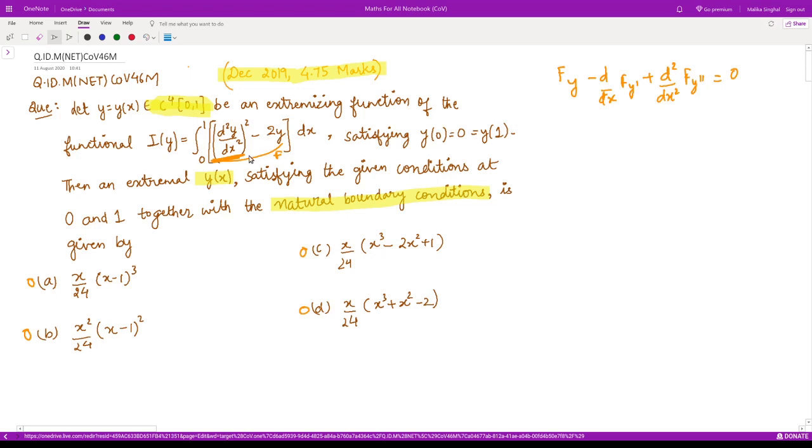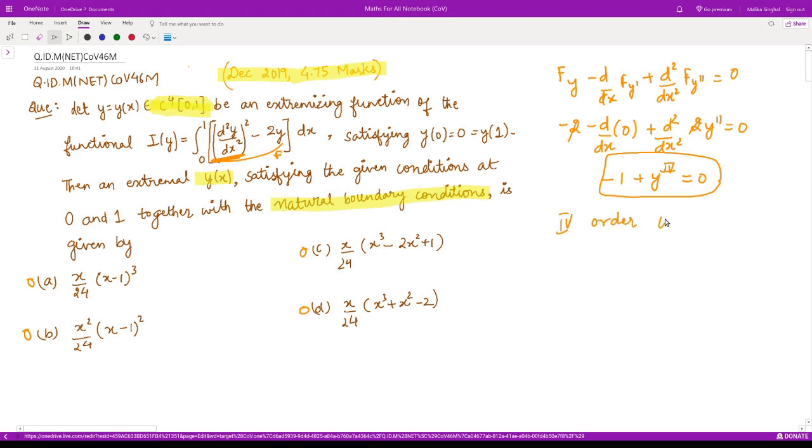So what is f_y? It is minus 2, minus d/dx of f_y'. There is no term containing y', so that is 0, plus the second derivative with respect to x of f_y'', which gives 2y''. So if I take 2 common, this gives me minus 1 plus y raised to power 4 is equal to 0. So this is a fourth order ordinary differential equation. How many boundary conditions would you require to solve this?